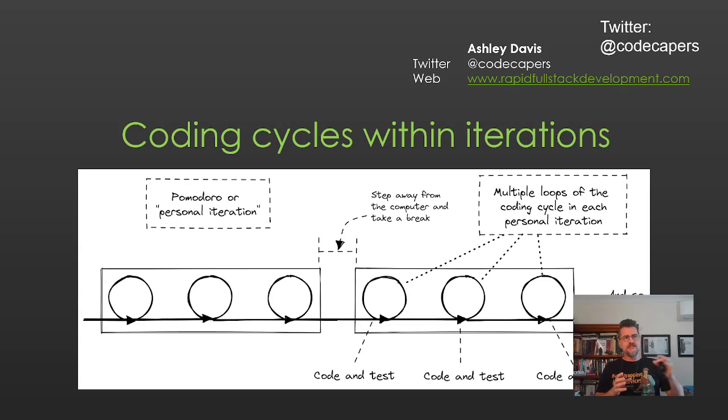I just want to add, because this might not be clear otherwise, the duration of the coding cycle is usually shorter than the duration of your personal work iterations. So you can see in this diagram that there are multiple trips around the coding loop for each Pomodoro. So when I'm doing Pomodoros, every 25-minute block, I'm doing multiple loops of the coding cycle.